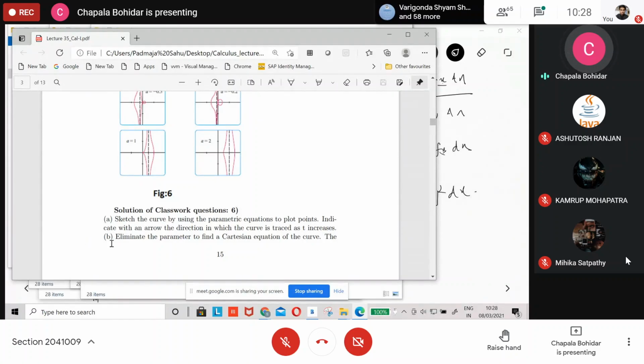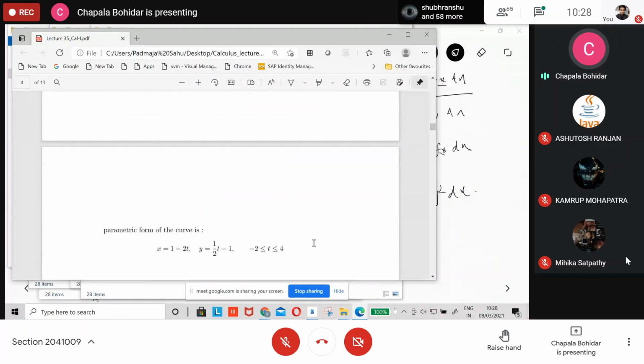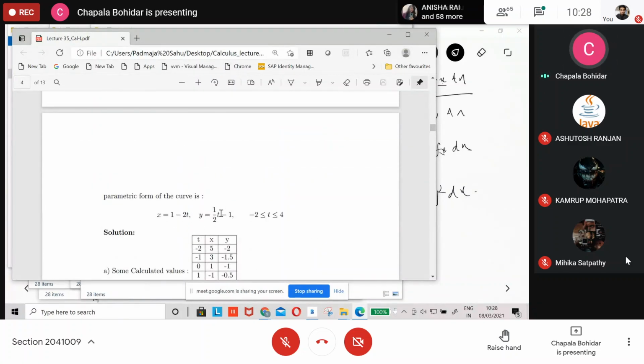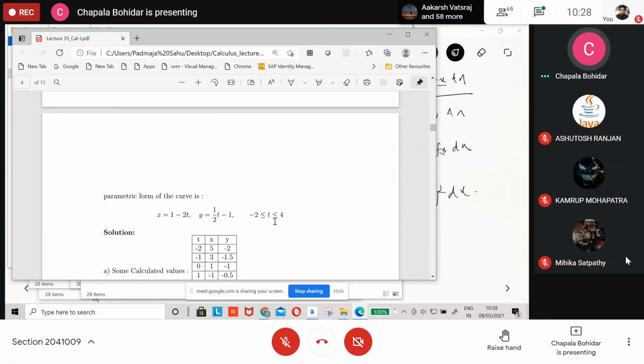Then part B, eliminate the parameter to find the Cartesian equation of the curve. This question you may also get as a short question or multiple choice question. The parametric form of the curve is given: x is equal to 1 minus 2t, y is equal to t by 2 minus 1, and t lies between minus 2 and 4. So first, we consider some points in between: minus 2, minus 1, 0, then 1, 2, 3, 4.